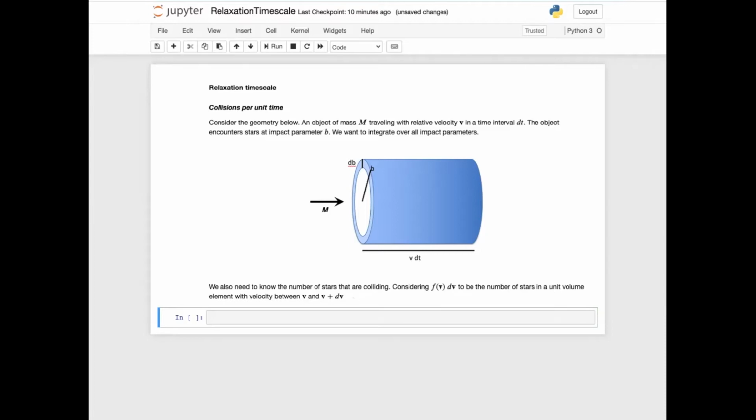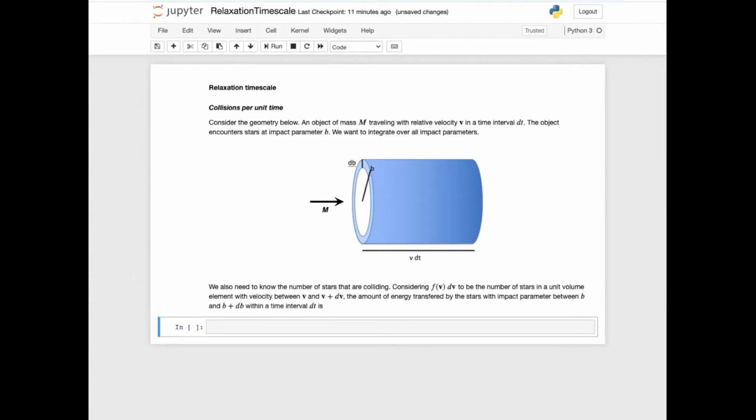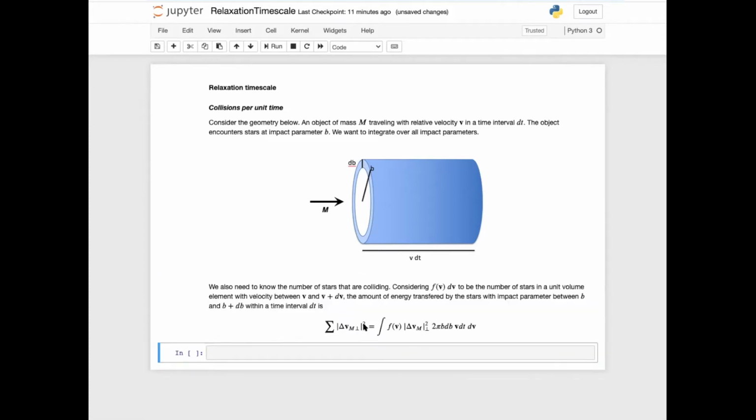dv. So if this is the number of stars in a unit volume within this range of velocities, then the amount of energy transferred by stars with impact parameter between b and b plus db within a time interval dt is going to be given by this quantity. So this is the sum of delta v squared perpendicular, is given by the distribution times the quantity that you want to find the sum.